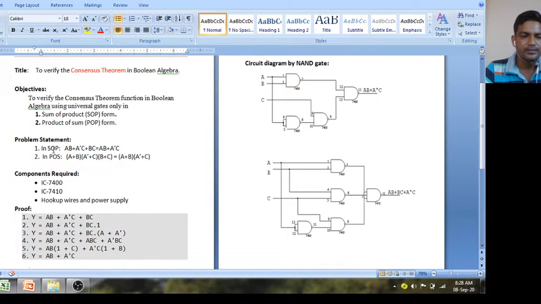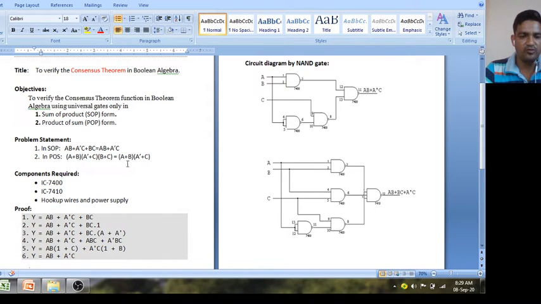In this, the complemented variable is A dash. So where there is A, those terms will come in the answer. So the answer will be AB plus A dash C. This BC is a redundant term. So that's why it is also called the redundancy theorem.